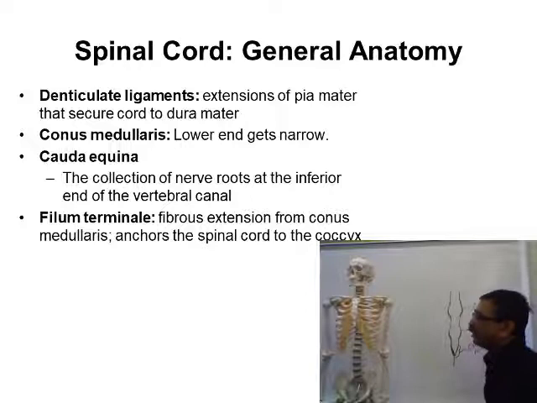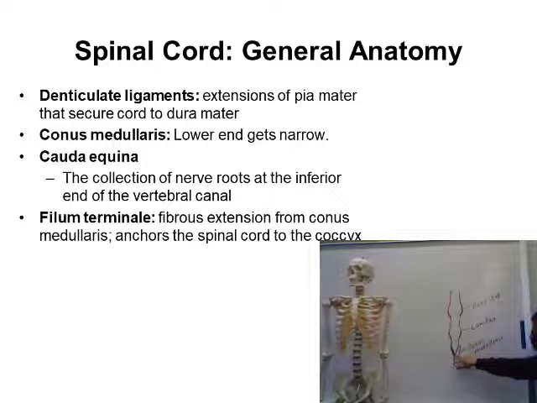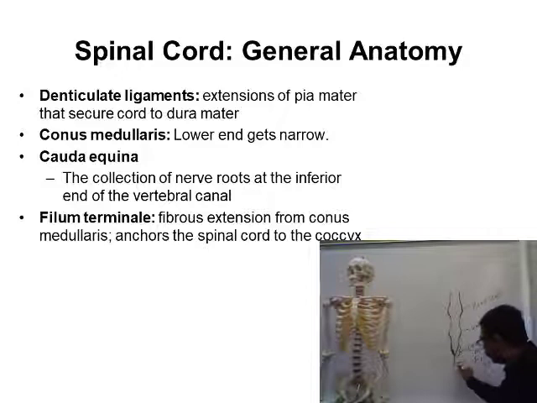filum terminale. This cord-like extension that extends down from the lower end of the conus medullaris, the pointed end of the conus medullaris, that is the filum terminale. Okay. Filum terminale. And this cord, which is formed by pia mater, goes down and gets attached to the tailbone, coccyx. So this is the coccyx.